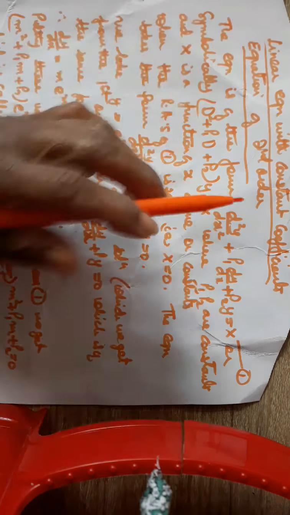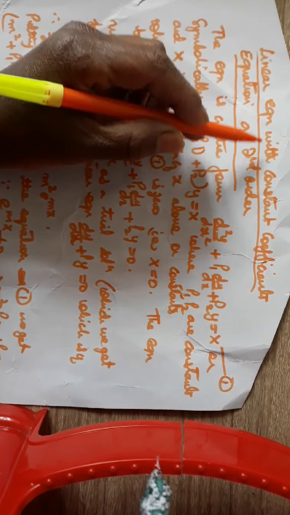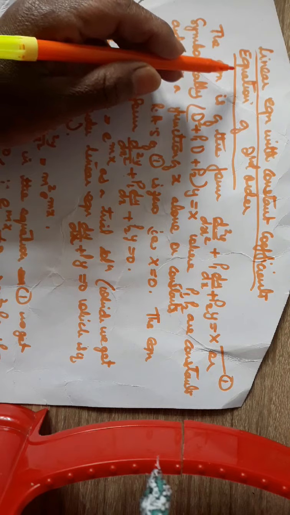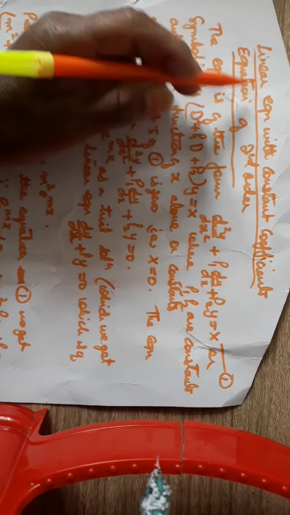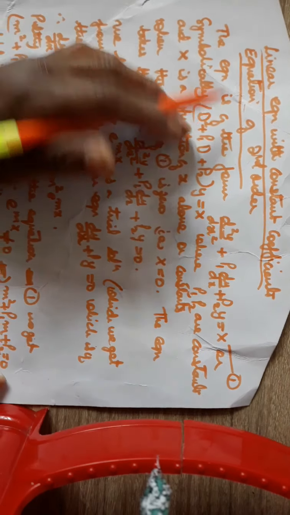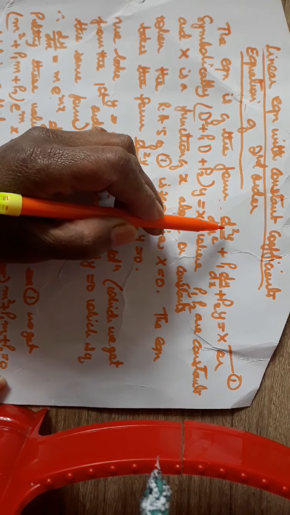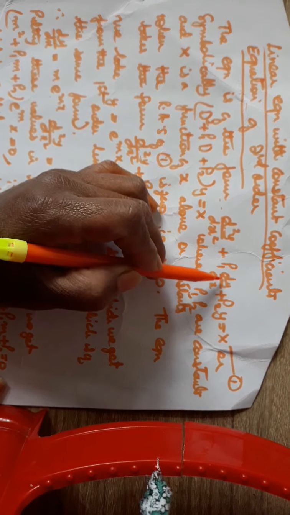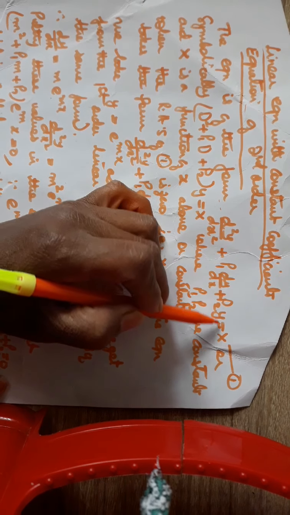Good morning, students. After Clairaut's equation reducible to Clairaut's form, now we come to linear equations with constant coefficients, and in this we are going to discuss an equation of second order. So here the equation is of this form: d²y/dx² + p1 dy/dx + p2 y = X.